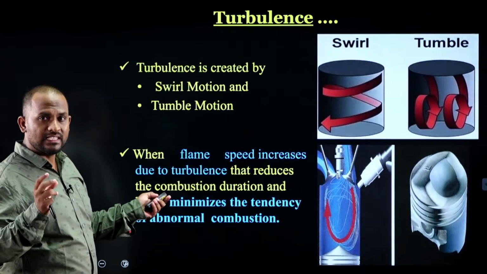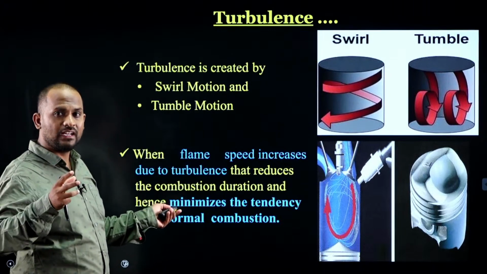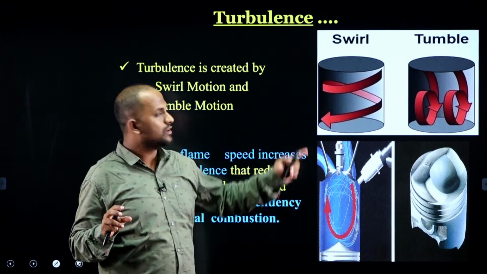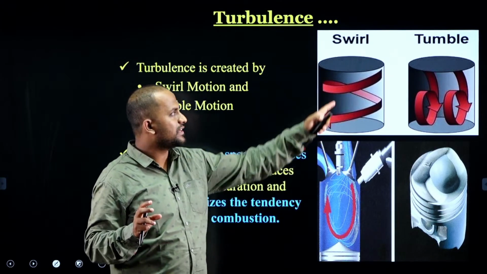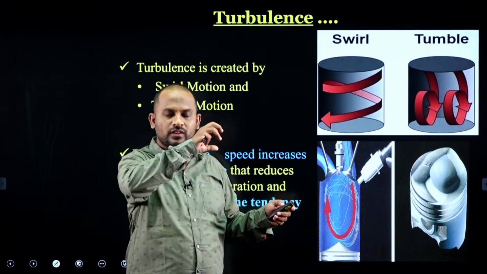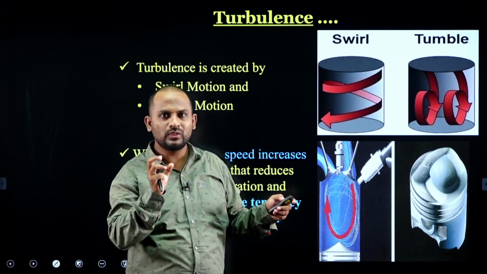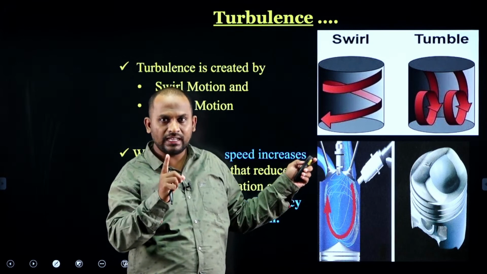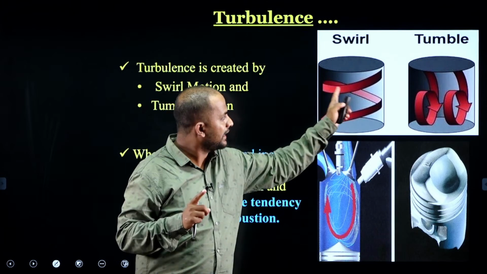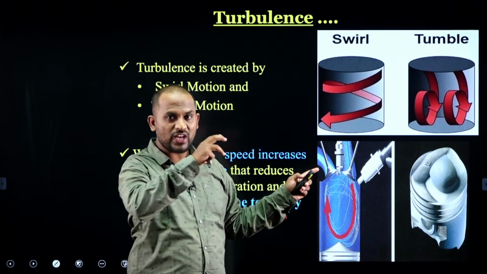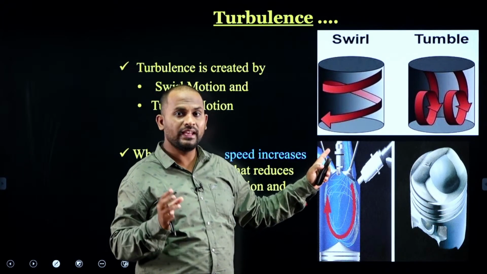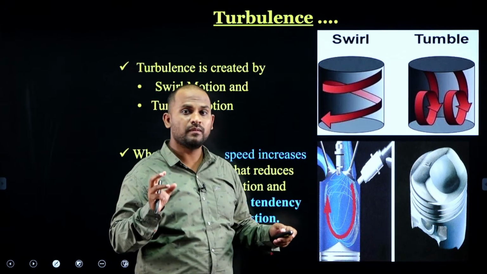Now this creation of the charge particle movement can be done in two ways. One is swirling movement, another is tumble movement. Swirling movement is when the charge or the air fuel mixture which has entered into the cylinder flows in a direction by maintaining a spiral or helical path like this. If the charge enters into the cylinder with this spiral or helical path, then we call it a swirling motion.